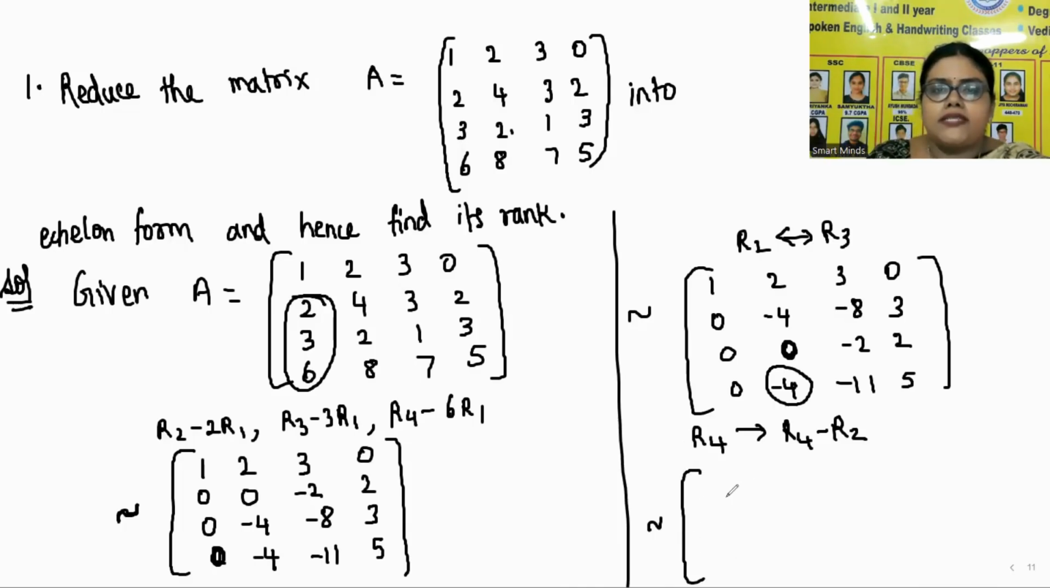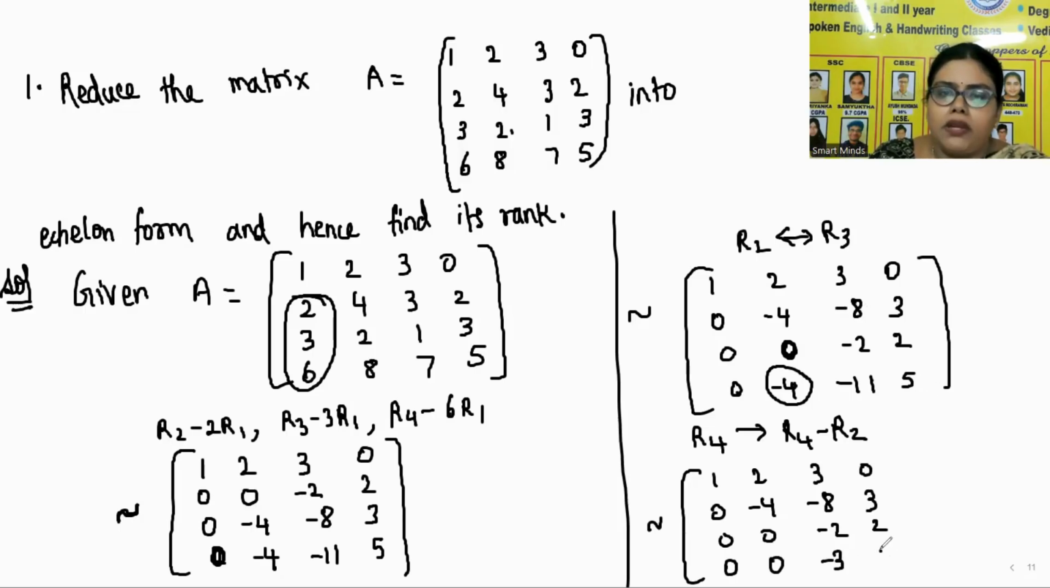Now first, second and third row I am not changing. 1, 2, 3, 0. 0, minus 4, minus 8, 3. 0, 0, minus 2, 2. Now fourth row we are subtracting R4 minus R2. 0 minus 0 is 0. Minus 4 plus 4 will become 0. Minus 11 plus 8 will become minus 3. 5 minus 3 will become 2.